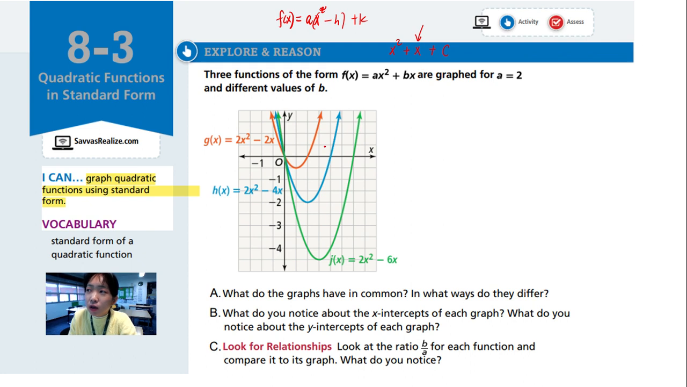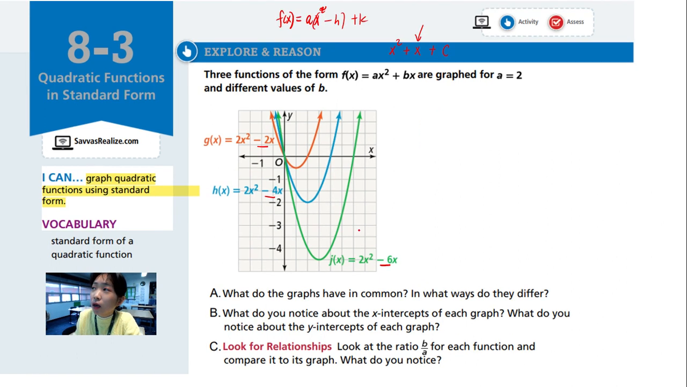Well, look at that. The red graph shows when b is equal to -2. The blue graph shows when b is equal to -4, and the green graph shows when b is equal to -6. As you can see, they don't necessarily change the shape. They look like they are translating. They're not getting wider or narrower. They're just moving.